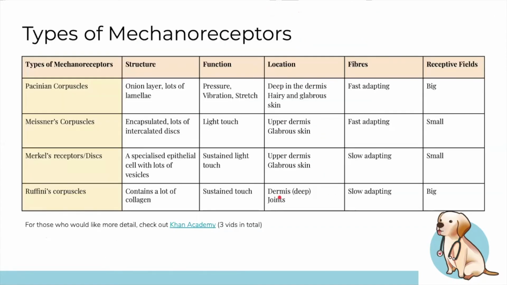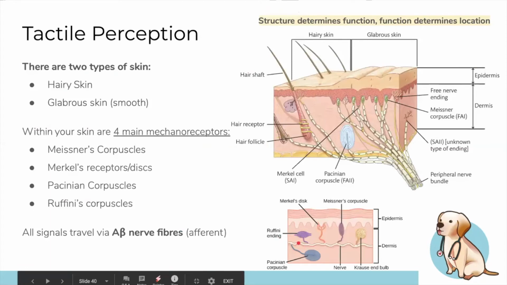In that case, that's also going to be responsible for sustained touch, in the sense that if something's pressing against the collagen, that's going to move it, and that's going to allow the influx of sodium ions, because it's located a bit deeper compared to your Meissner's and your Merkel's discs. That's also going to have a larger receptive field, so less accuracy, more like stronger sustained touch.